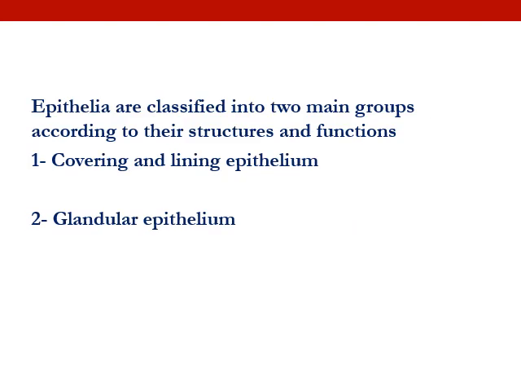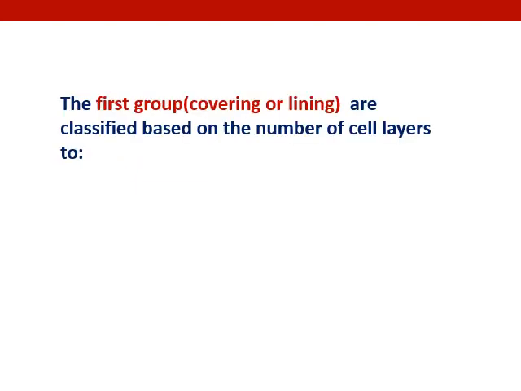First of all, we must know that epithelial tissue are classified into two main groups according to their structures and functions: covering and lining epithelium, and glandular epithelium. The first group are classified according to the number of cell layers: simple epithelial tissue and stratified epithelial tissue.